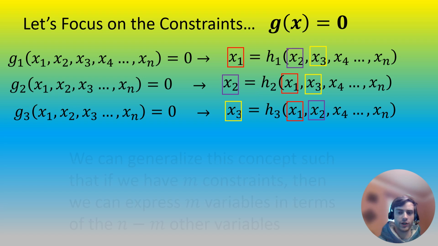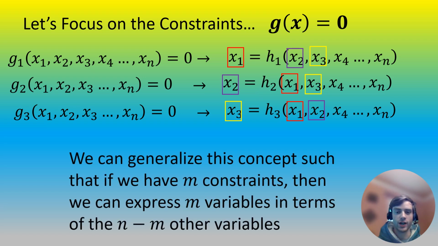So going off of what I was saying earlier, we can actually generalize this concept such that if we have m constraints, then we can express the m variables in terms of the n minus m other variables. So for example, if you define x1, x2, and x3 based on g1, g2, and g3 constraints, so you have m constraints, you have 3 constraints, you have n x's in there in the domain originally. That's x1 all the way to xn.